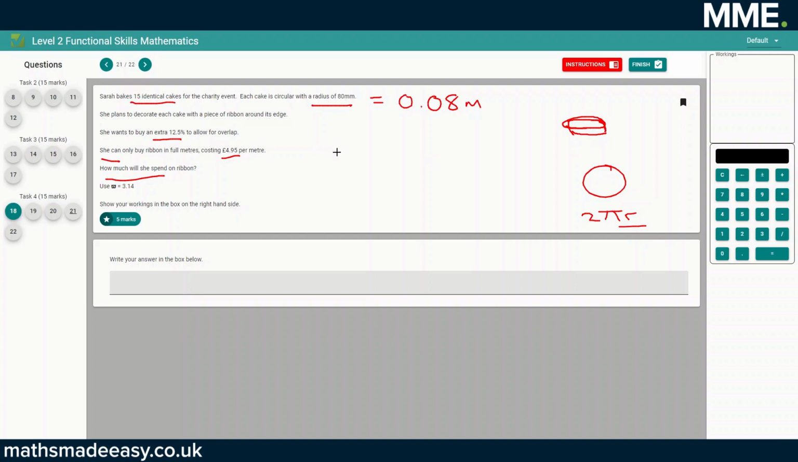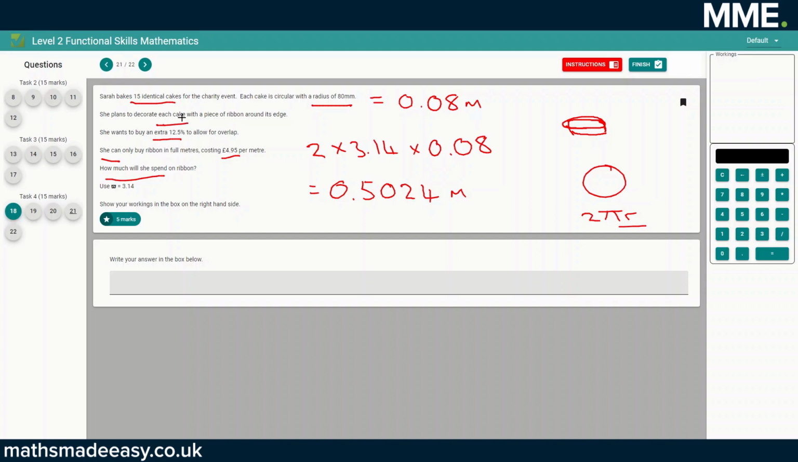So that calculation is simply 2 times the approximate value of pi given in the question, 3.14, times the radius given in metres. Typing that all into a calculator, we get the circumference of each identical cake is 0.5024 metres.